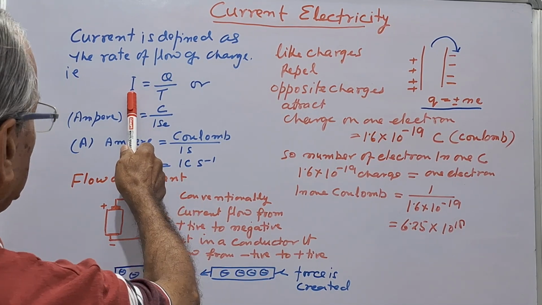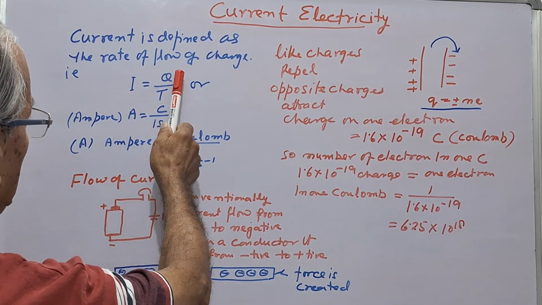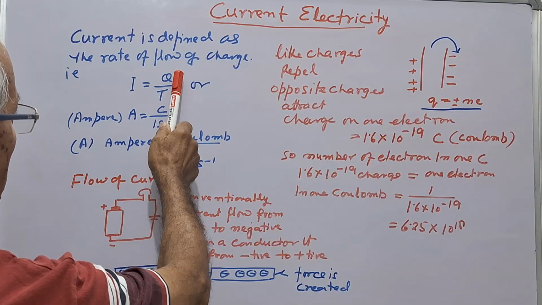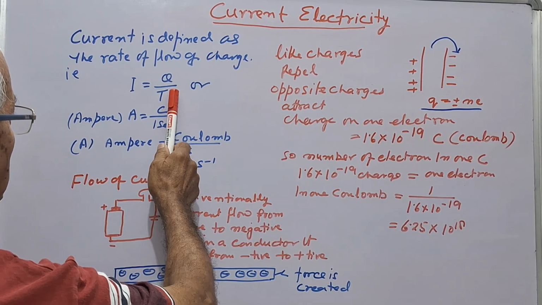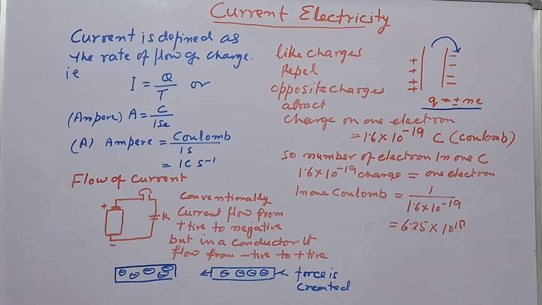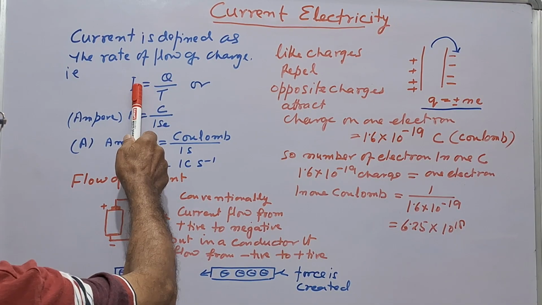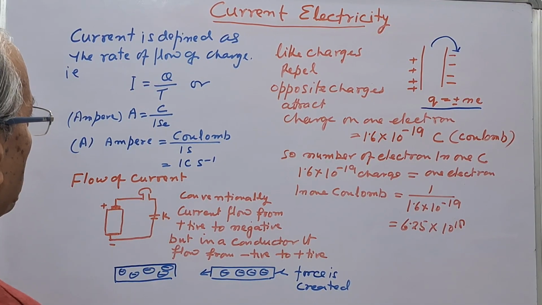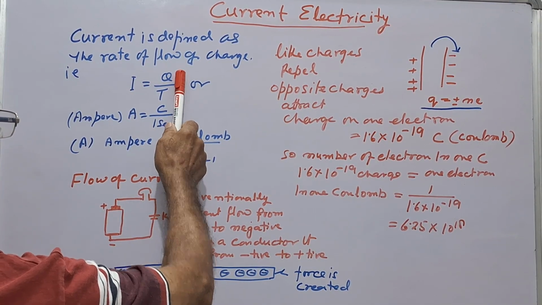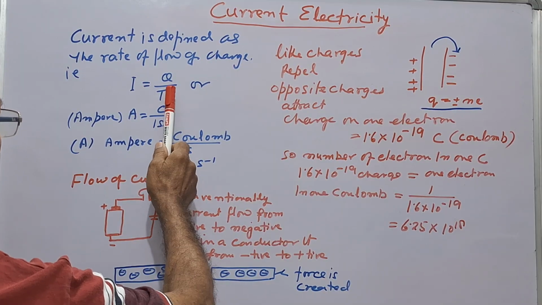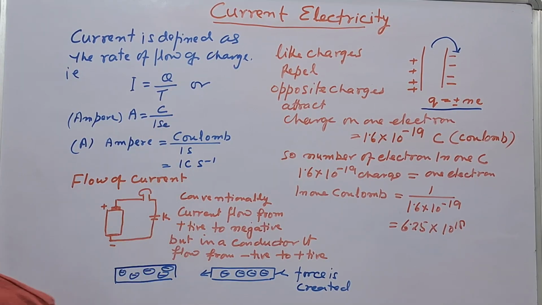So here I, the current, is equal to Q upon T, where Q is the charge and T is the time. And the unit of the current is ampere. The unit of the charge is coulomb, and time is 1 second.